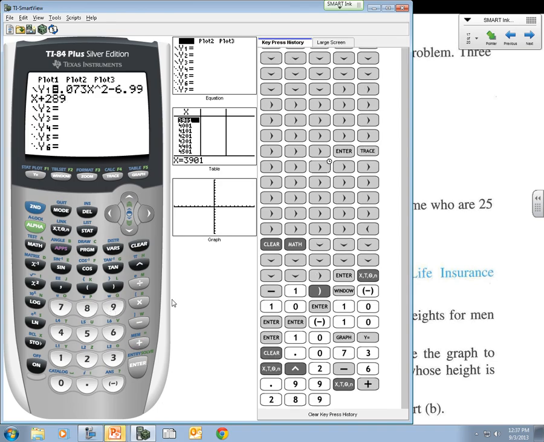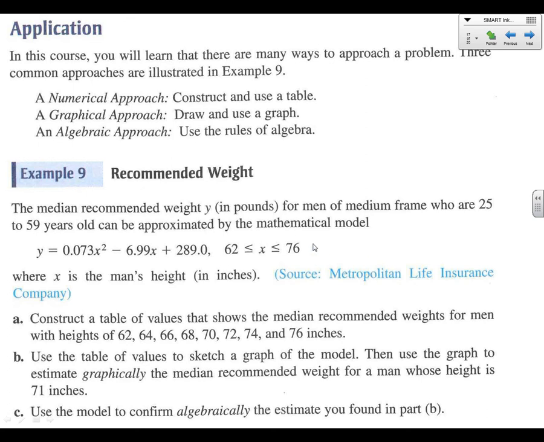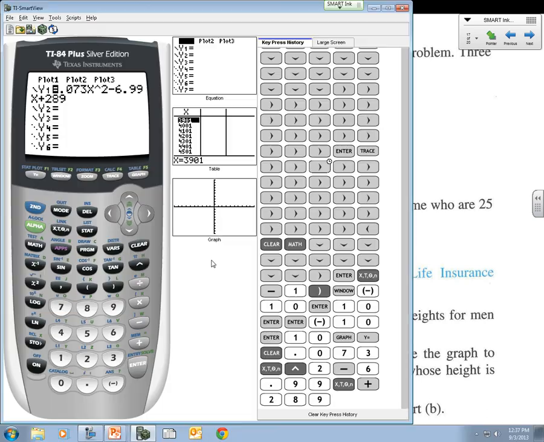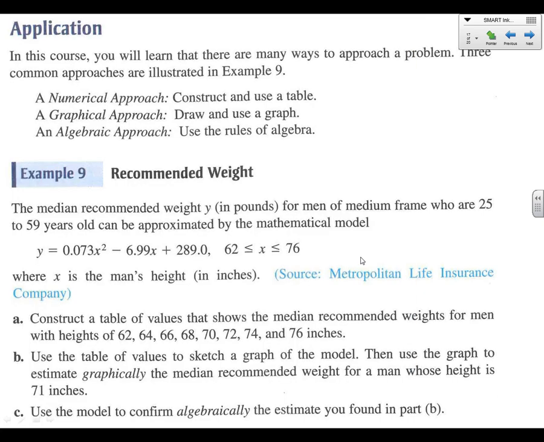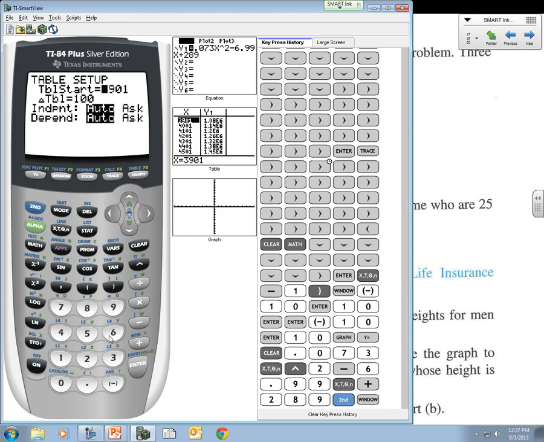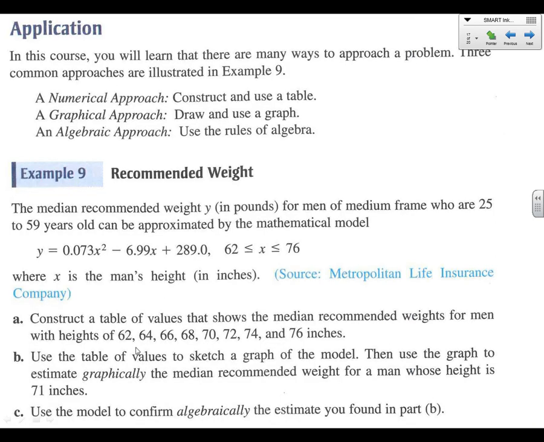All right, so we have that. There are some constraints in here: 62 is less than x is less than or equal to 76. And for now, let's just deal with those when we do our graphs. Before we use our table, let's do our table set. Table start is where we start on our table. We want to start at 62, and it's saying 64, 66, 68, 70, 72, 74, 76. We're counting by 2 here.